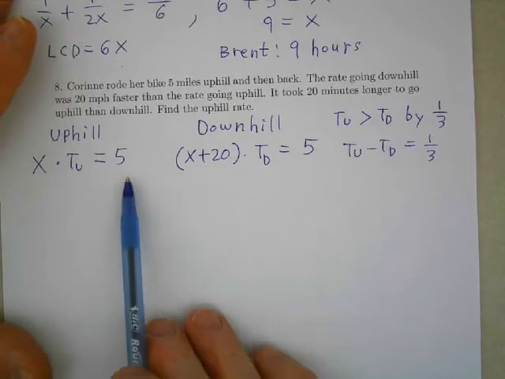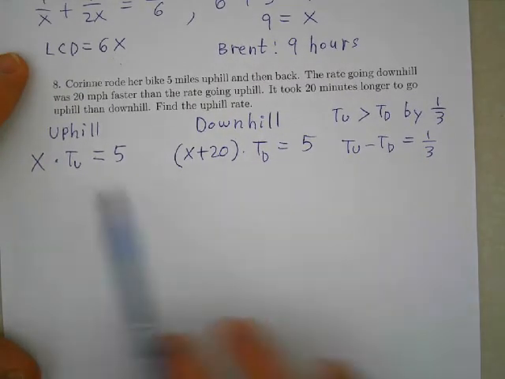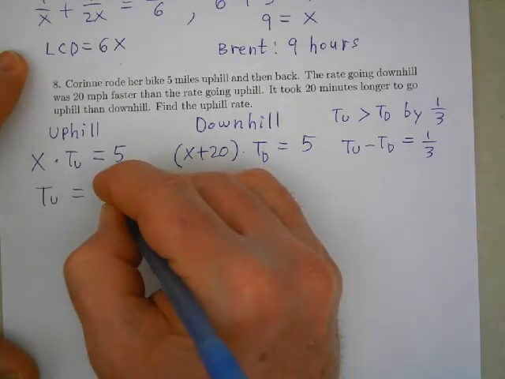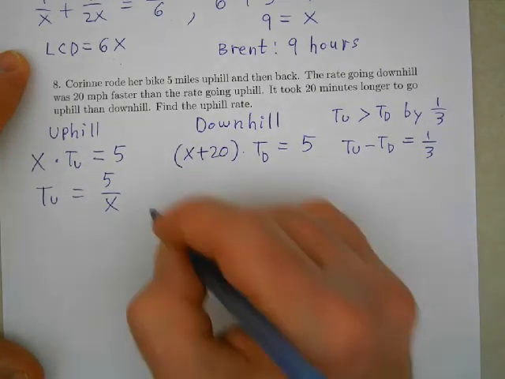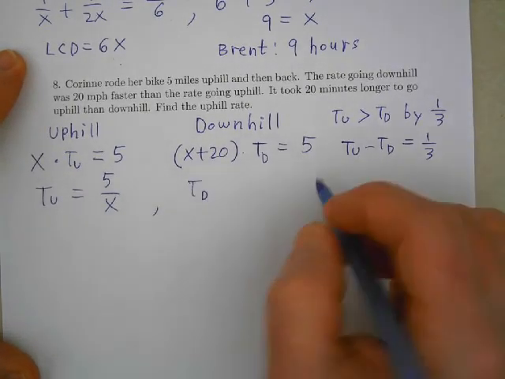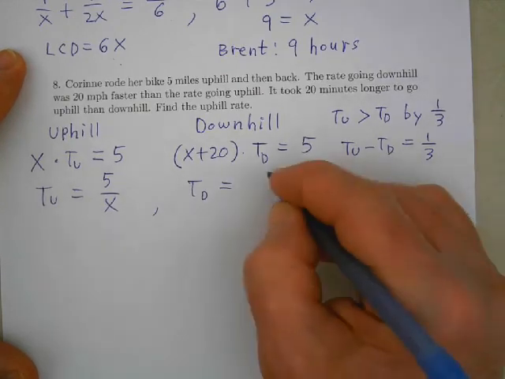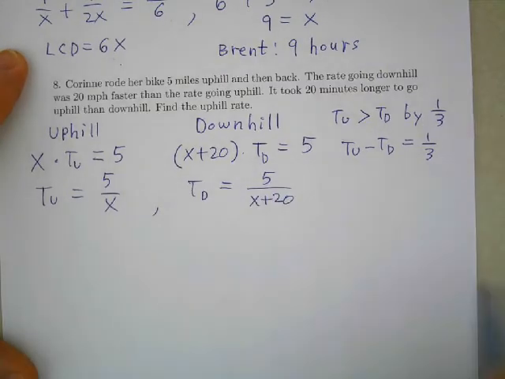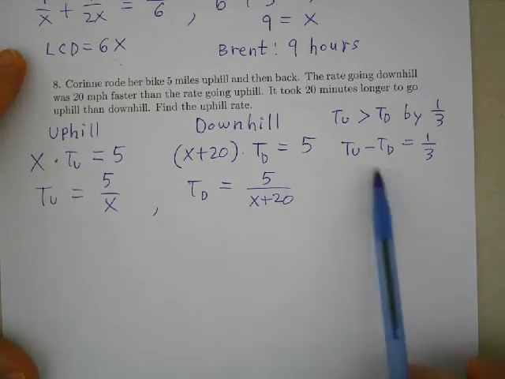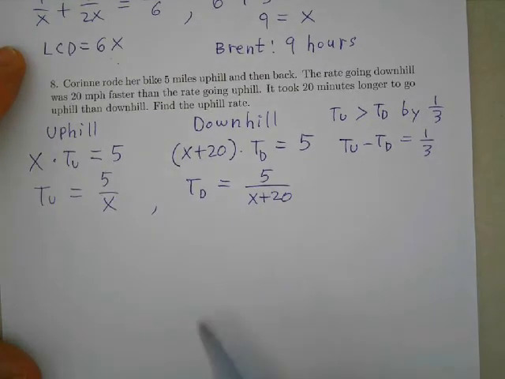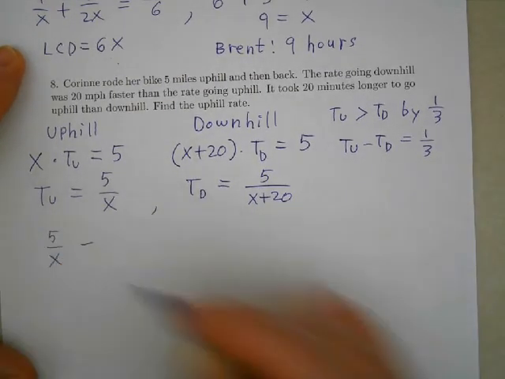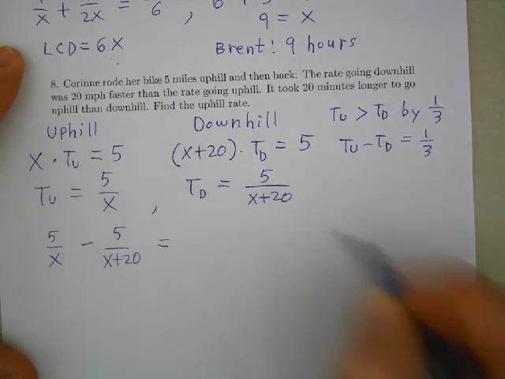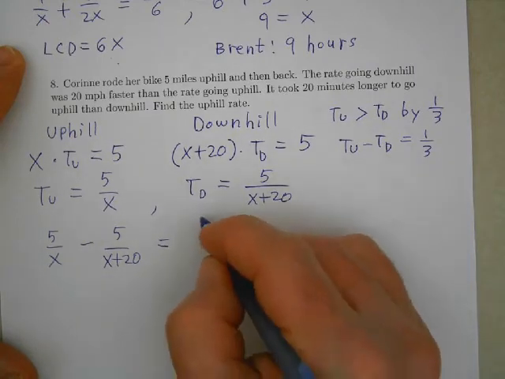So just like we've been doing, we'll solve each of those two equations for time. The amount of time it took her to travel 5 miles uphill is distance divided by rate, 5 divided by x. The amount of time it took her to travel 5 miles downhill is distance divided by rate, 5 divided by x plus 20. And then we'll put those quantities into this equation. T sub u is 5 over x. We're subtracting t sub d, which is 5 over x plus 20. And the difference is 1/3.